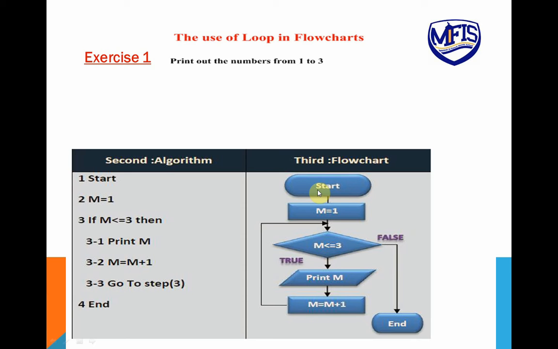We also have to draw the flowchart. Start inside an oval shape, m equal 1 in a rectangle. If m less than or equal 3, then if it's true, print m, increase m by 1, and keep inside the loop. Once the condition is false, I will get out of the loop and end.